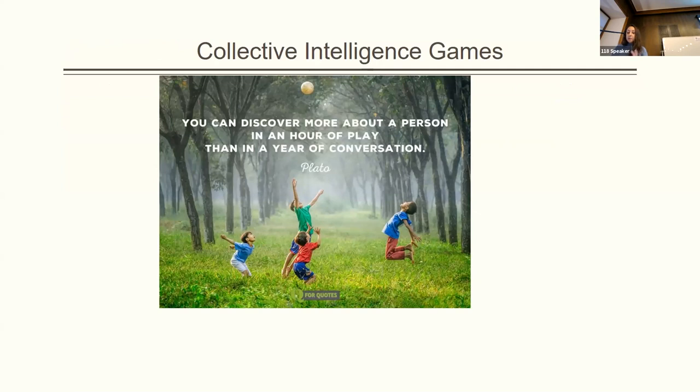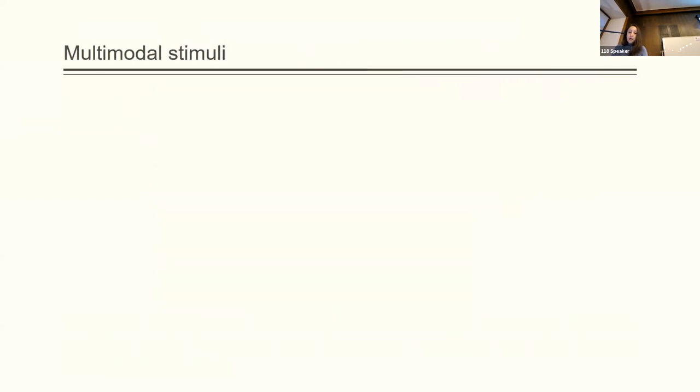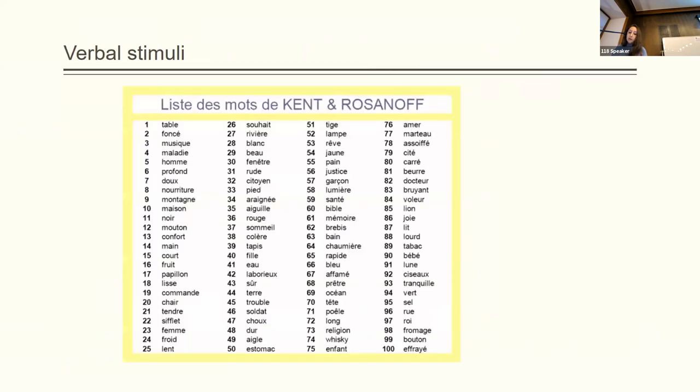Different collective intelligence games make part of the workshop as well, and those collective intelligence games are complex multimodal communicative practices insofar as they involve gesture, posture, body language, oral language, but it can also include writing and drawing. Three different types of stimuli or multimodal stimuli were used to accompany participants. First, the verbal stimuli, symbols, and we used the list of Kant and Rosanov. This is a list of 100 words. It's in French, but I guess it also exists in English. This list is established as being the one that creates the most associations in participants.